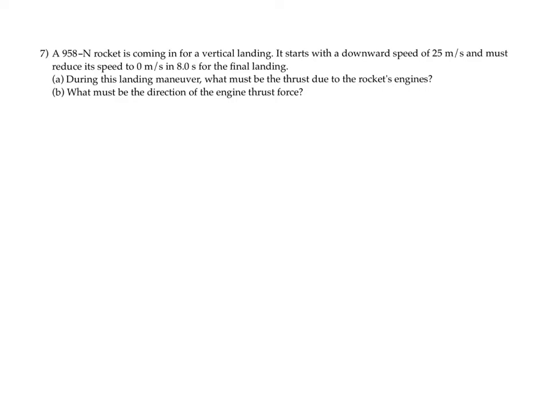All right, this is one where you can kind of just tell when they do this to us that we have 25 meters per second. It starts with a downward speed, so that's initial. It must reduce its speed to 0. That's final. They give us some time. So I bet I'm going to have to solve for the A using equation number 1, which isn't as bad.